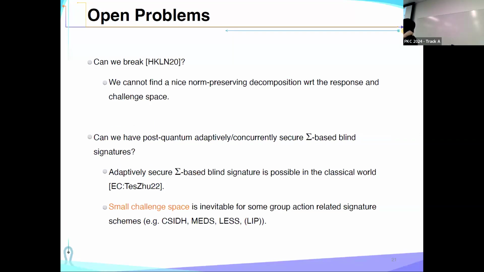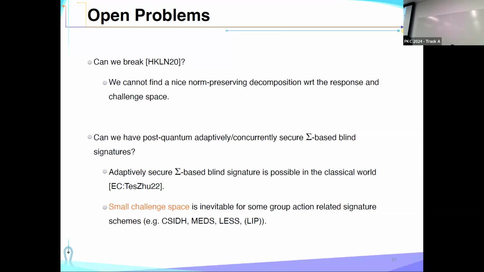So two open problems on this topic. First, can we break H2O? That's the last sigma-protocol-based post-quantum blind signature so far. The reason we cannot break this scheme is that we cannot find a really nice norm-preserving decomposition with respect to the response and the challenge space. We can do this for Blaze Plus, but not for H2O.